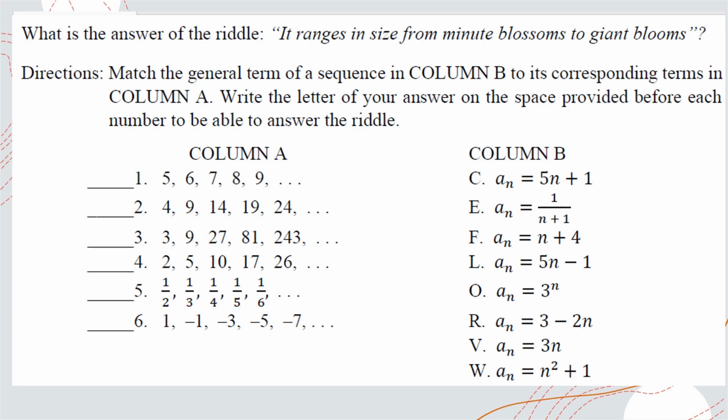So we just need to match. Okay, for column A, nandito yung mga terms natin, sequence and its terms. Sa column B, nandito naman yung general terms natin. Okay, for number 1, let's try to answer. So para hindi kayo mahirapan, pwede rin ganito ang gawin niyo. You may select C.